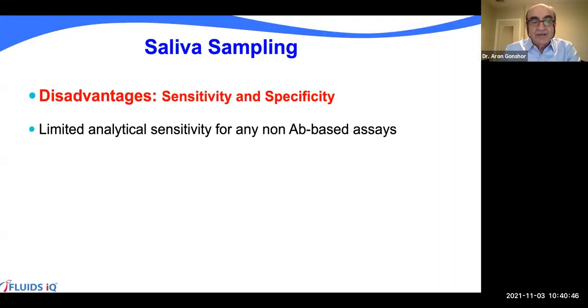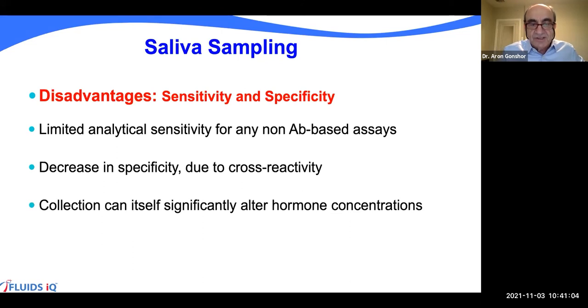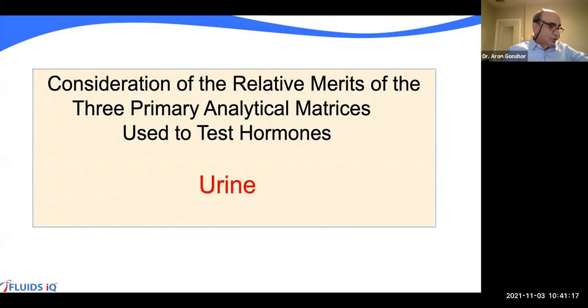So there are some more issues, which are sensitivity and specificity. In some cases where you're doing non-antibody based assays, you can have some analytical sensitivity problems. You can get a little bit of cross-reactivity. I'm jumping through this simply because if you have a good saliva lab, they are not going to run into these problems. But for the purposes of completeness, yes, if a lab is not doing it properly, they can run into a lot of problems with this.